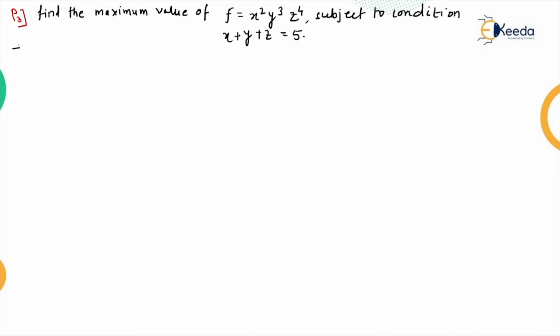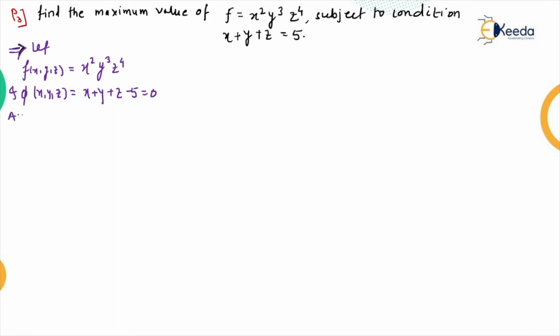Now we have to find out how to find the maximum of the function. This is the solution I am writing here. Let f of x y z, your given function, be x square y cube z power 4, and phi of x y z be x plus y plus z minus 5, which is equal to 0.